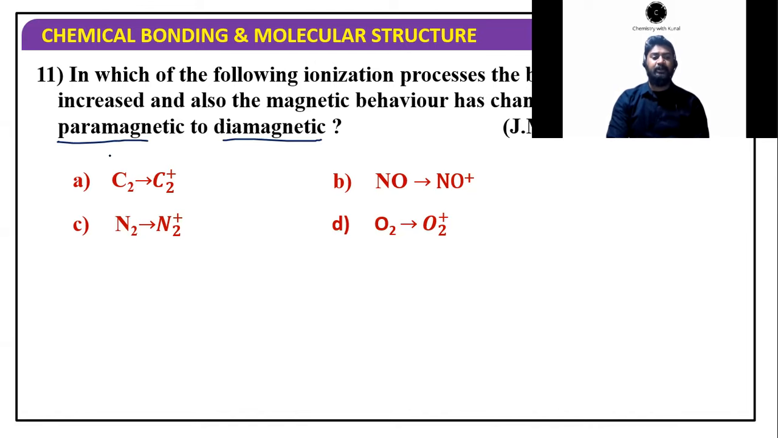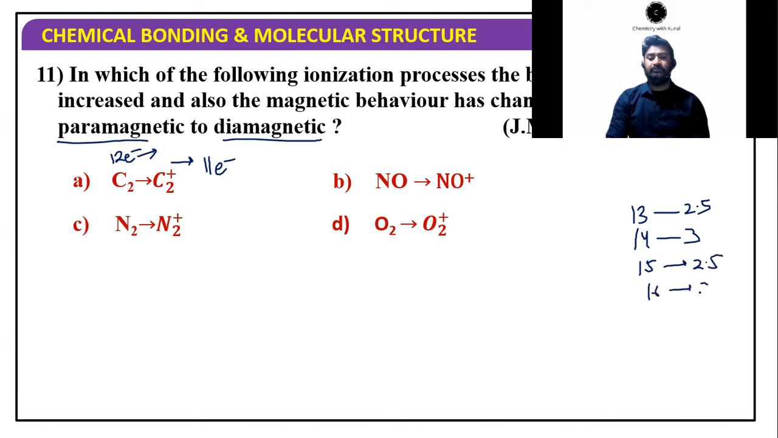So C2, how many electrons? 12 electrons. How many electrons here? 11 electrons. 12 meaning bond order will be 2. 14 is 3, 13 is 2.5, 15 is 2.5, 16 is 2, 12 is 2. That's how we do it. 11 is 1.5. So this is 1.5, and this is 2. So 2 to 1.5. The bond order is not increasing. This is not the answer.